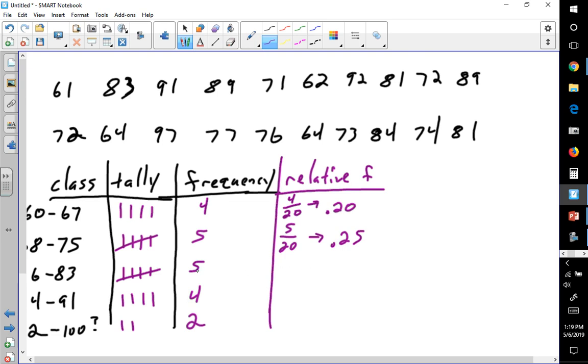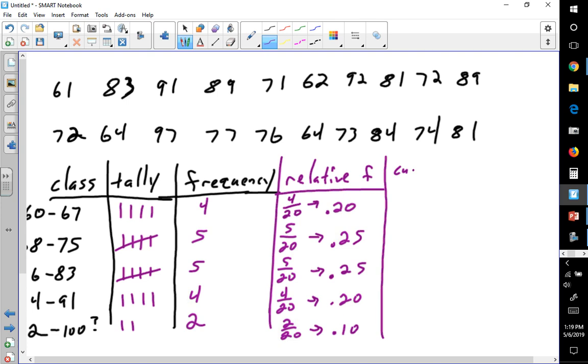The next one has 5 out of 20 pieces. So the relative frequency there is 0.25. 4 out of 20 is back to 0.20. And then for the last class, we have 2 out of 20, which is 1/10 or 0.10. So if you want to think about these as percentages, the first category has 20%, then 25%, 25%, 20%, and 10%. So those are what are known as relative frequencies.